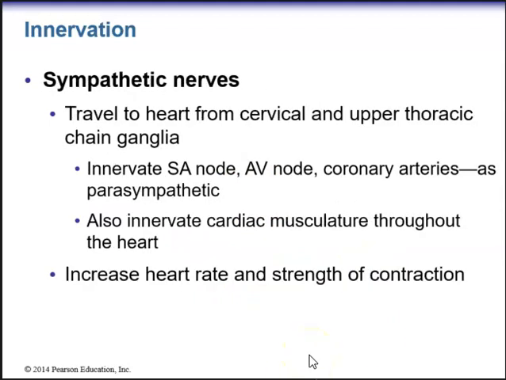Now, sympathetic nerves. Sympathetic nervous system, think of the fight or flight response. We see a big dinosaur coming our way, hopefully not like Jurassic Park. We want to run away. So the sympathetic nervous system prepares our body to fight or flight.